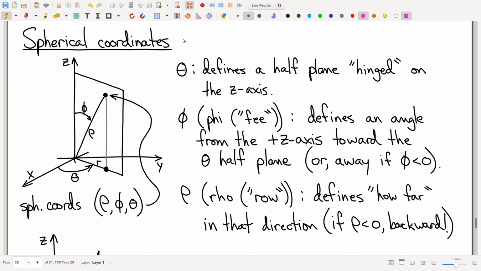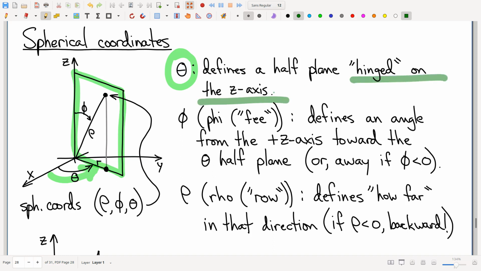Okay. All right, so anyway, here we go. What are our coordinates here? Theta is our first coordinate. Good news. It's the exact same theta that y'all recall from cylindrical. It's that angle right there. Think of it as defining a half plane, like so. By the way, I like this phrase here, hinged on the z-axis.